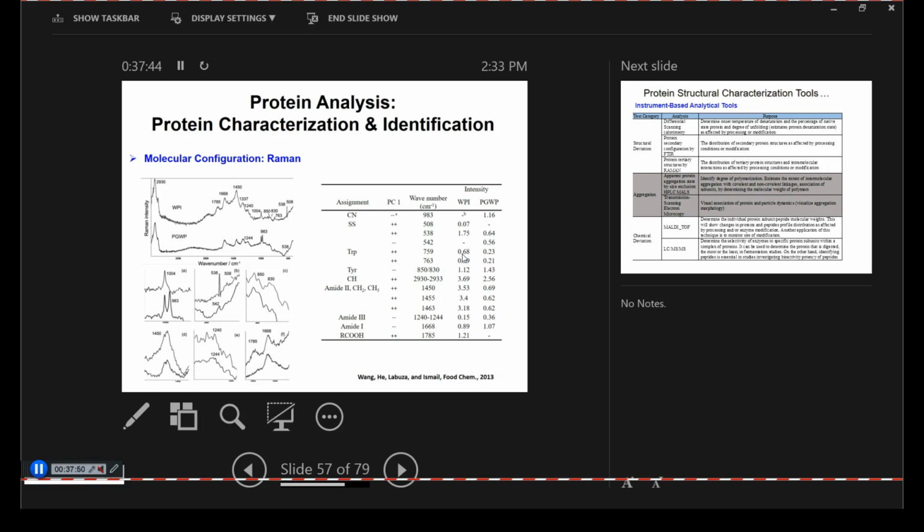So, using the Raman spectroscopy, we were able to look at a lot of different functional groups and how they change, which explain why we saw improvement in functionality, enhancement in thermal stability, increase in thermal denaturation temperature. So the change in structure, we were able to relate that to changes in functionality.